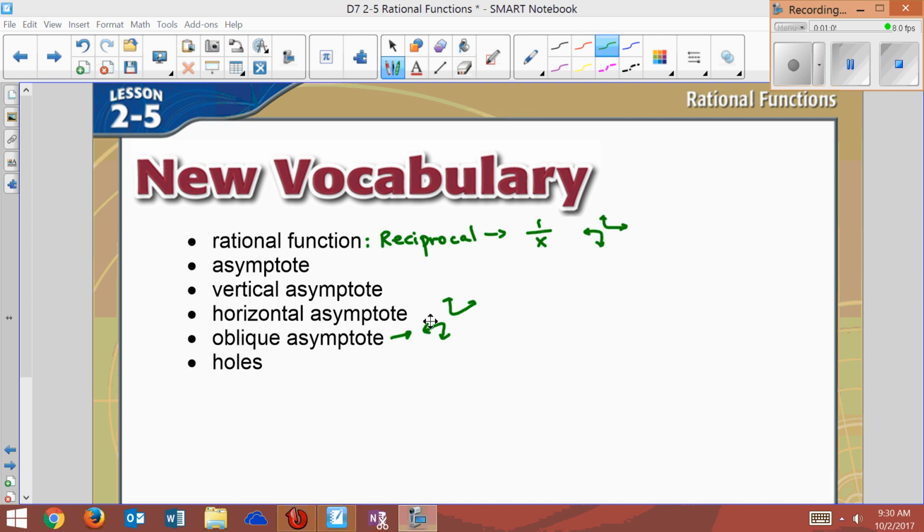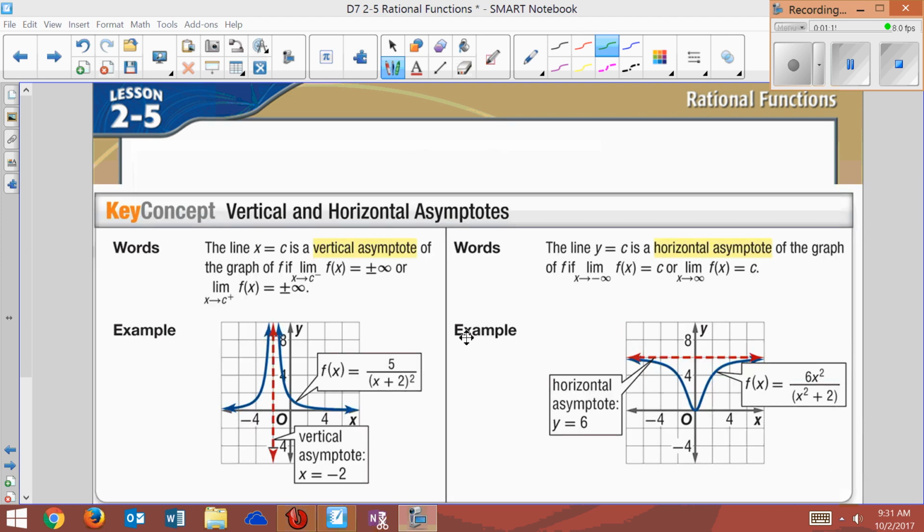And then finally, holes. We've learned this is a removable discontinuity. This occurs anytime something has been canceled. And so there's the note for the oblique asymptote. All right, so let's look at some examples here.